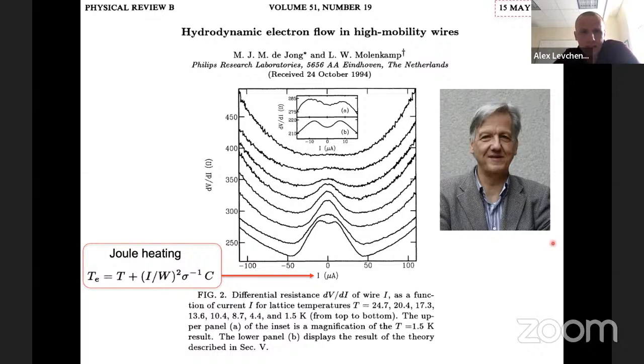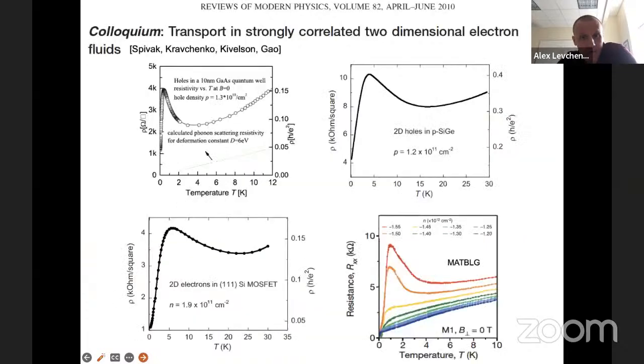Again, I would say that the field was quiet for quite some time. Even after that, I couldn't find much discussion of electronic hydrodynamics, really. And I would say the next milestone appeared with the discovery of very clean, high mobility 2DEGs and graphene.